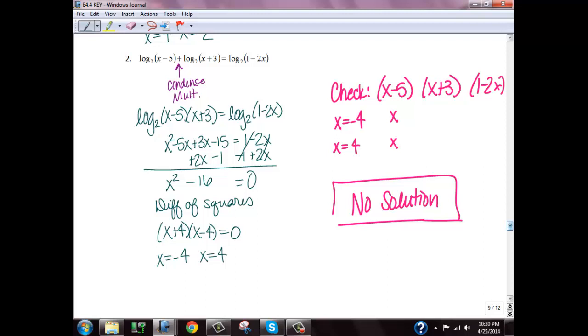Okay. When I check my solutions, neither one of them works. If neither one of them works, then my answer is no solution because I can't use either of the ones that I got. Okay. All right. I have one more problem type to show you.